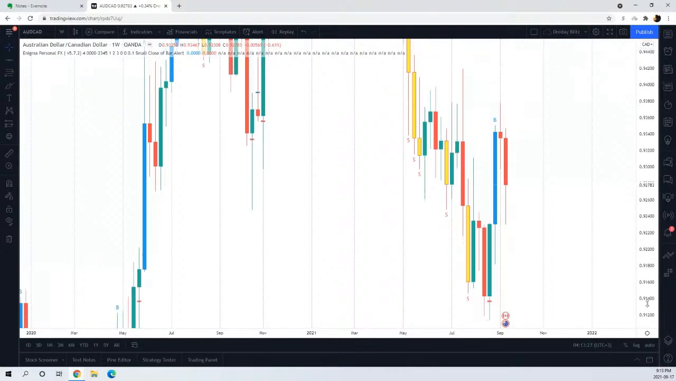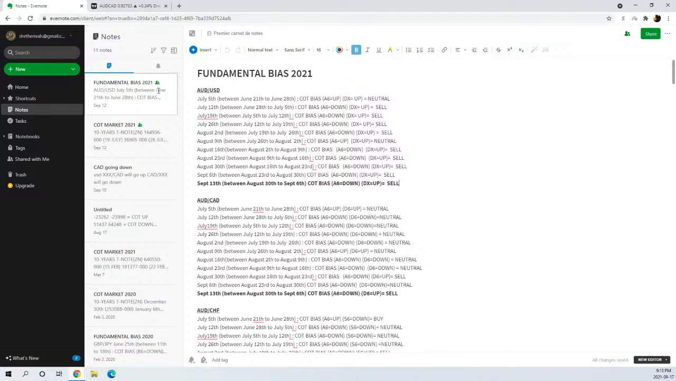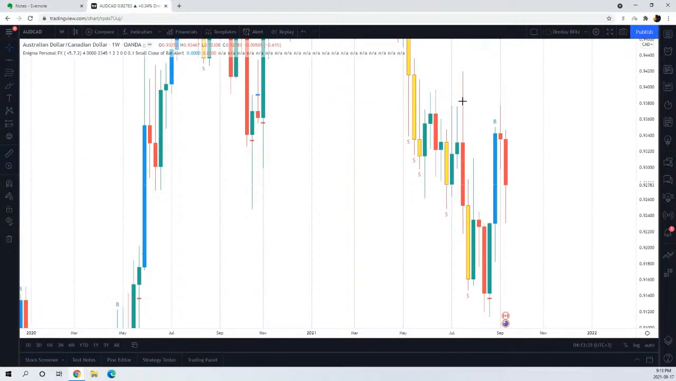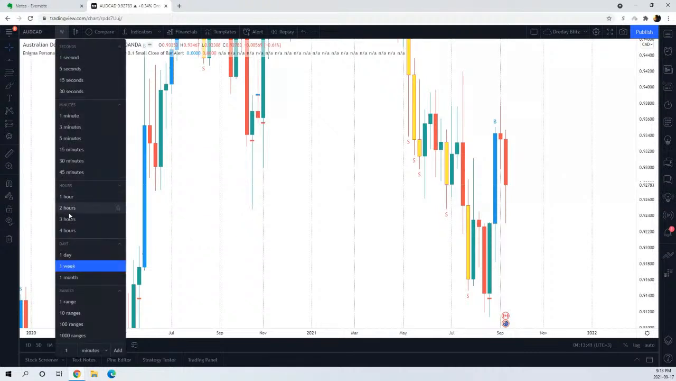So AUD CAD, we said it was a sell. And what do you know? It was a down candle. So our fundamental bias here was good for the week. So we're already 2 for 2 overall for the week. So we're just going to go down on the 1 hour.